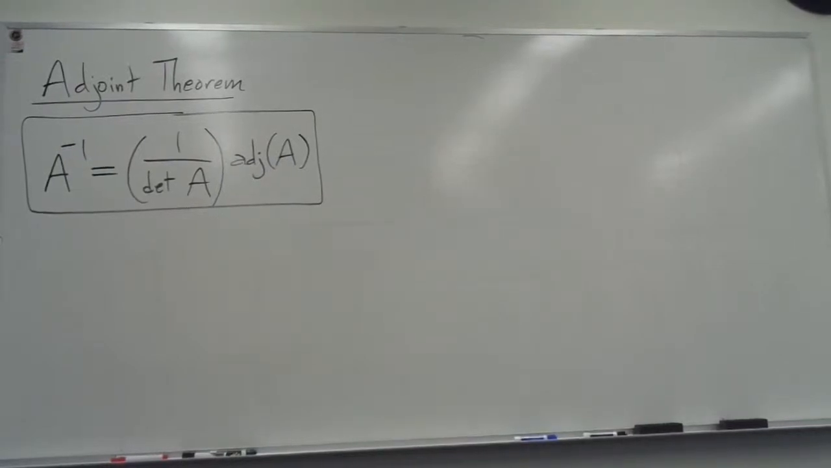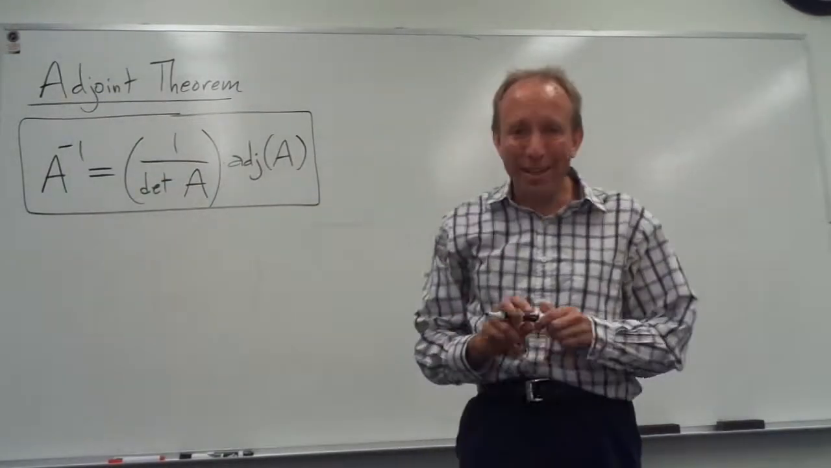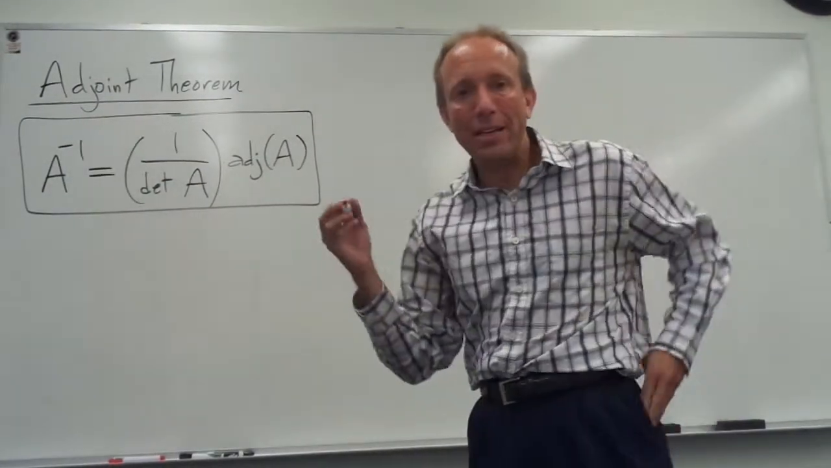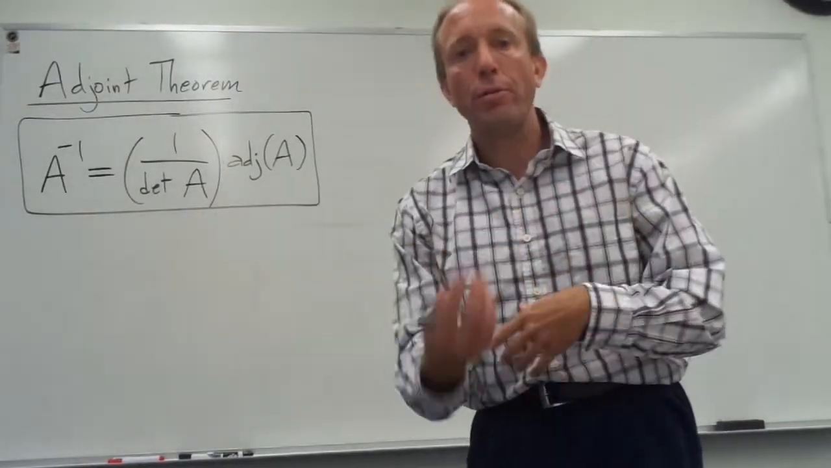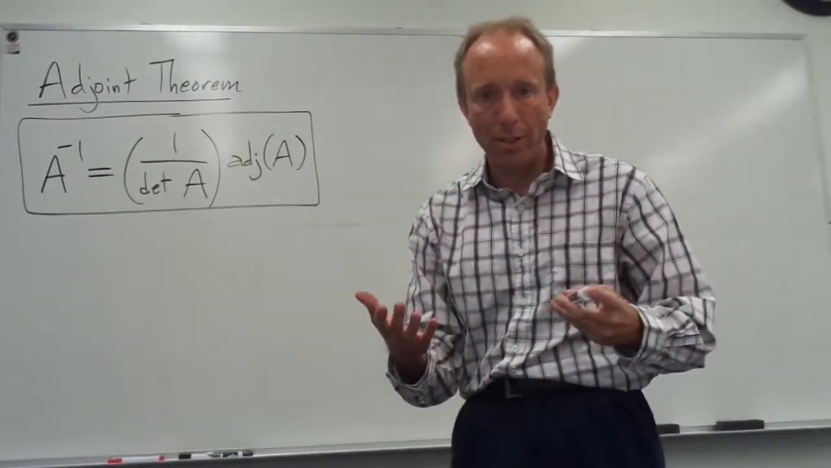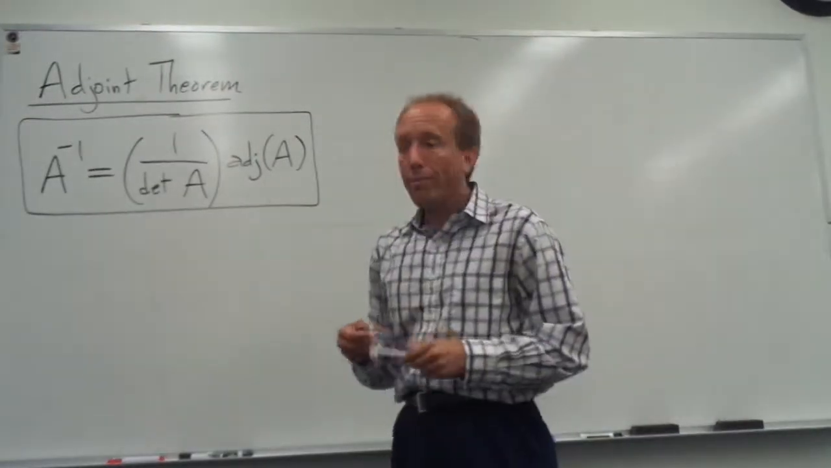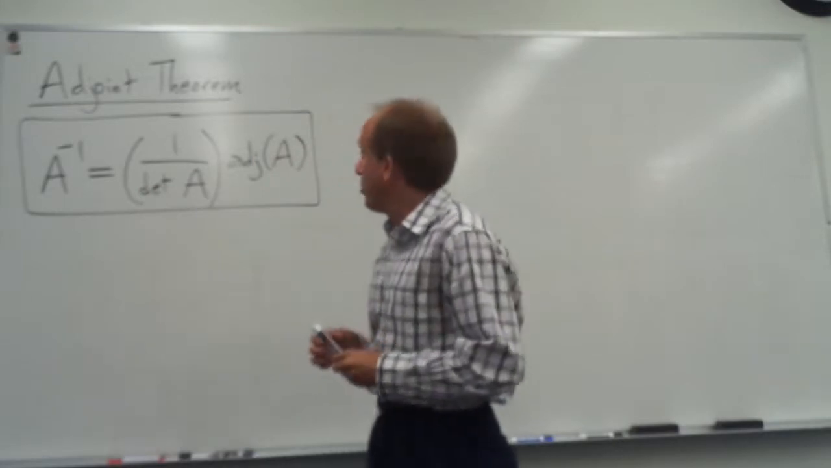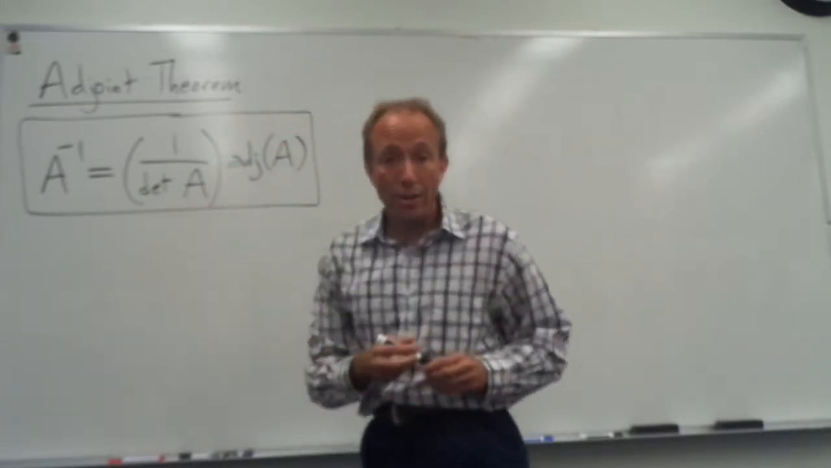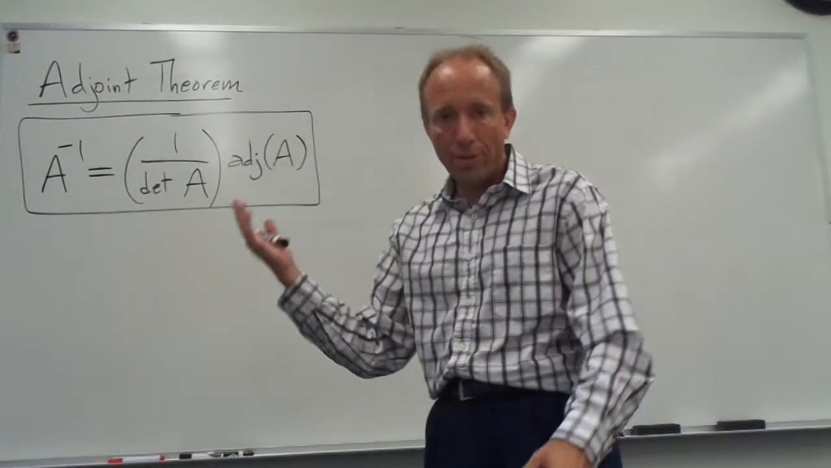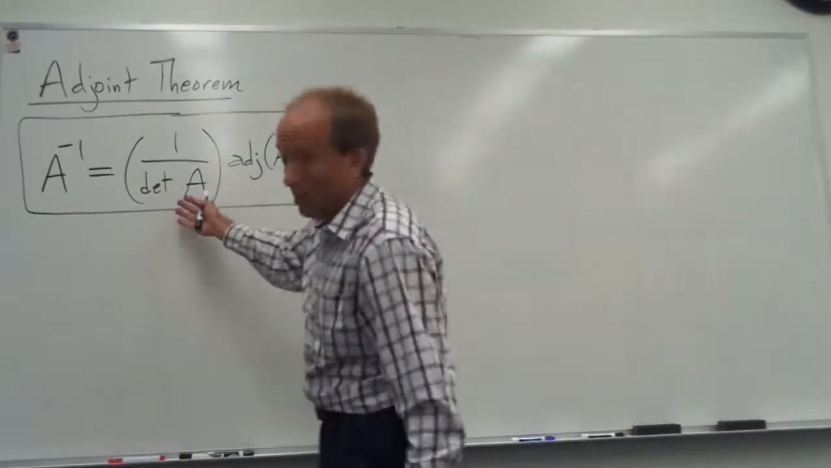All right, guys, in class on Wednesday, I presented this nice adjoint theorem, which allows you to find the inverse of a matrix without having to do elementary row operations. In other words, without having to do the Gauss-Jordan method. So essentially, to find the inverse of a matrix, you can find what's called the adjoint of A, and then just divide by the determinant. And because A is invertible, you're not dividing by 0 here.